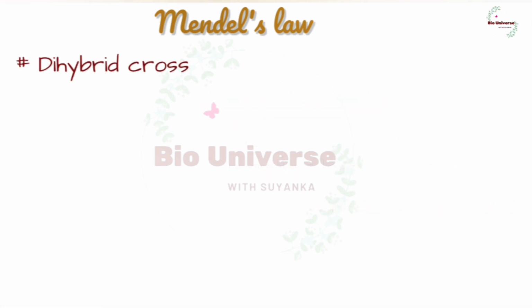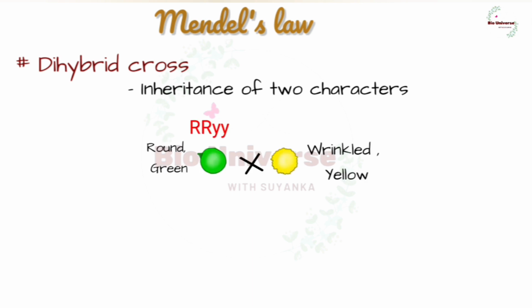After studying the inheritance of the contrasting traits of one character, Mendel went on to perform an experiment with two characters, that is dihybrid cross. He crossed a plant having round and yellow seeds with a plant having wrinkled and green seeds. All the F1 plants have round and yellow seeds.